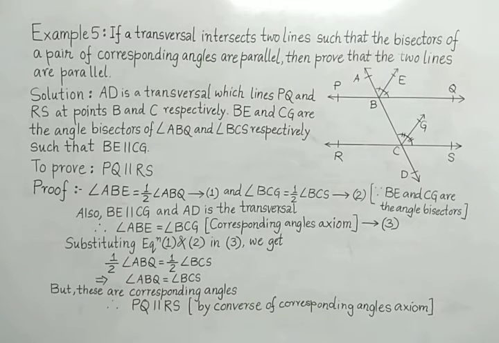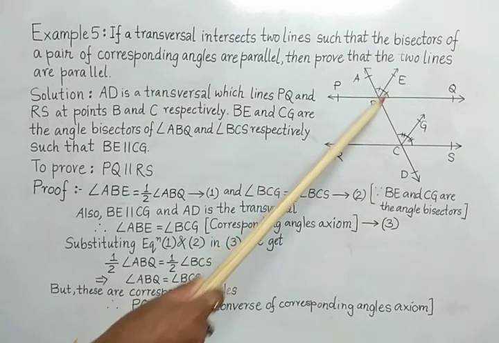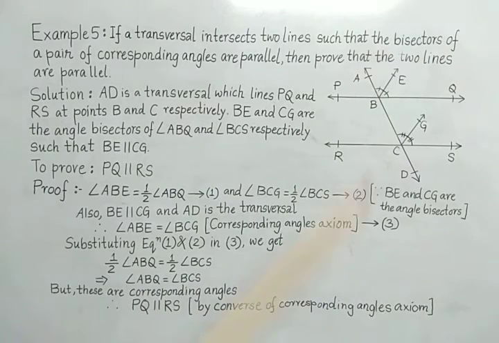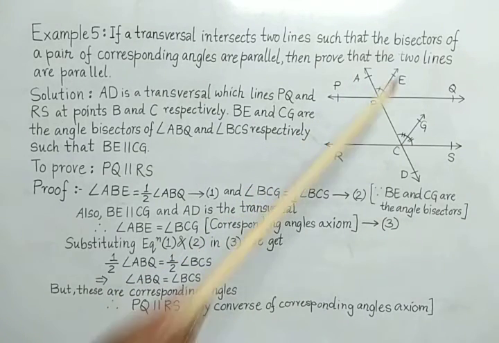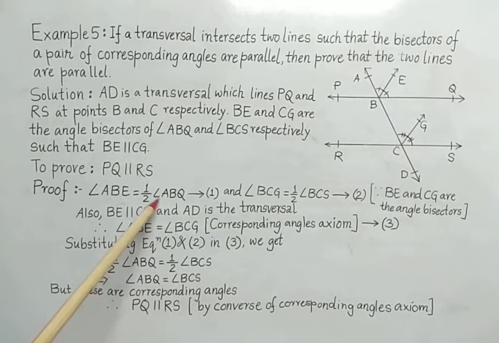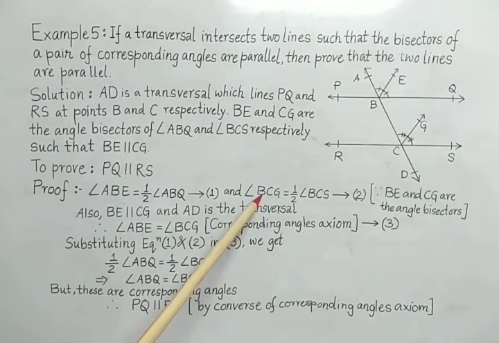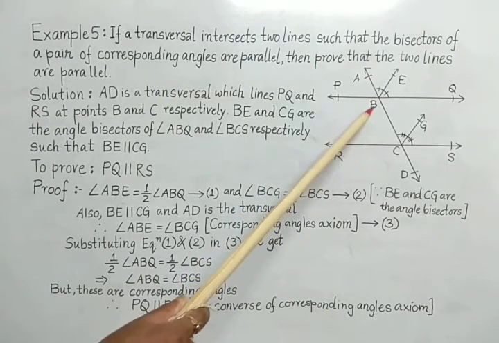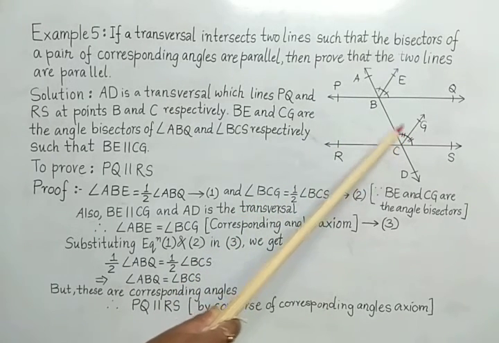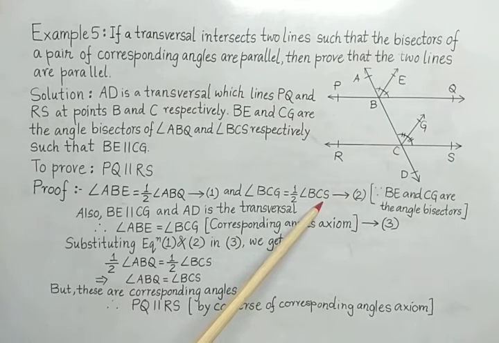So it has divided angle ABE and angle EBQ into two equal halves. That means if we consider angle ABE, this will be only half of the total angle. So that's what we have written. It is half of the total angle, and the total angle is angle ABQ. Similarly, in the next case, you can see angle BCG. This is only half of the total angle, that is BCS. Clear? Since CG is an angle bisector, we have marked it as equation 1 and equation 2.